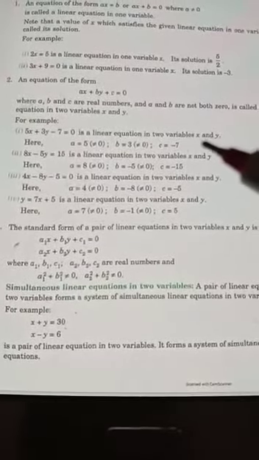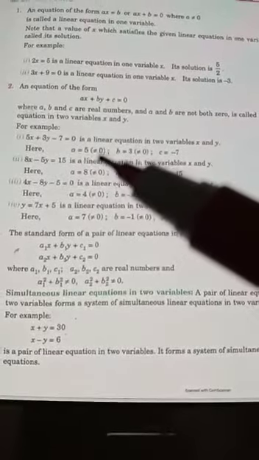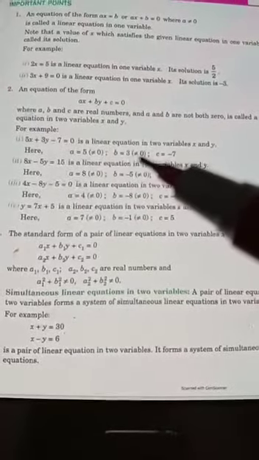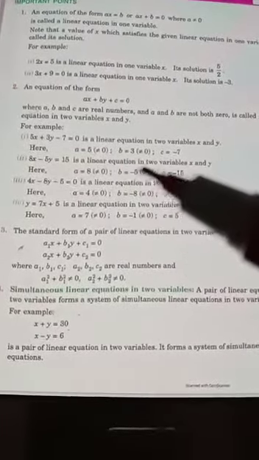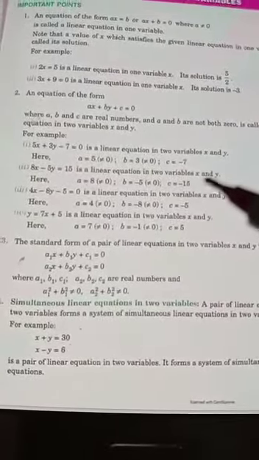For example, 5x + 3y - 7 = 0 is a linear equation in two variables x and y. Here a = 5, not equal to 0, b = 3, not equal to 0, c = -7, not equal to 0. And second, 8x - 5y = 15 is a linear equation in two variables x and y. Here a = 8.